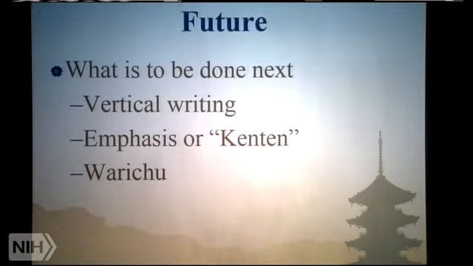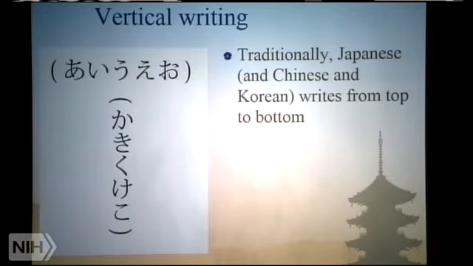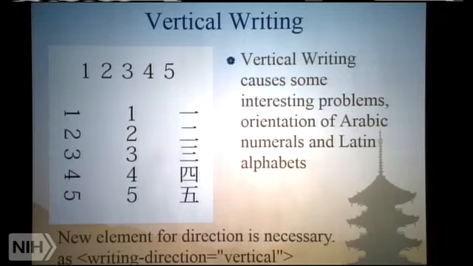emphasis on Kenten, Warichu. Vertical writing. To begin with, we start with the problem of vertical writing. Although vertical writing itself does not require any special processing in JATS tagging, automatic typesetting is not easy. Vertical writing does not simply mean aligning characters vertically. For example, in writing Arabic numerals or Latin alphabets vertically, there are orientation options such as to rotate them, not to rotate them, and to use Chinese numerals.